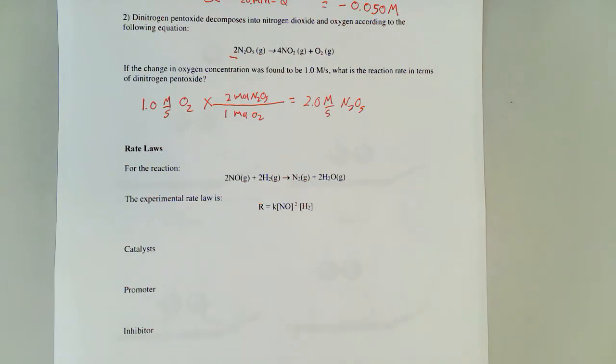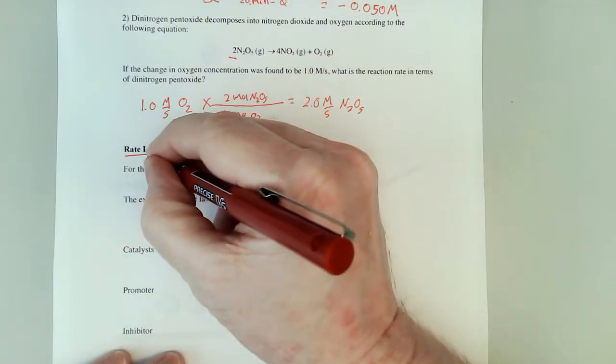We're going to be continuing on with page 5 of the kinetics outline, where we begin to talk about rate laws.